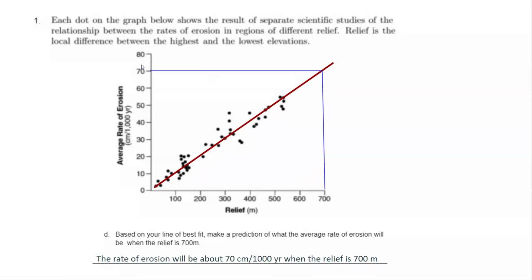Based on the blue line, I start from 700, the relief, go up, stop at the line, and go towards the left to see what the average rate of erosion will be. It will be around 70 centimeters per 1,000 years. So 70 centimeters of soil or sediments every 1,000 years will be eroded when my relief, or steepness of the land, is 700 meters. So I'm going to say the rate of erosion will be 70 centimeters per 1,000 years when the relief is 700 meters. Don't ever forget the units. The units are given to you, just copy and paste it next to your number. And that's it.